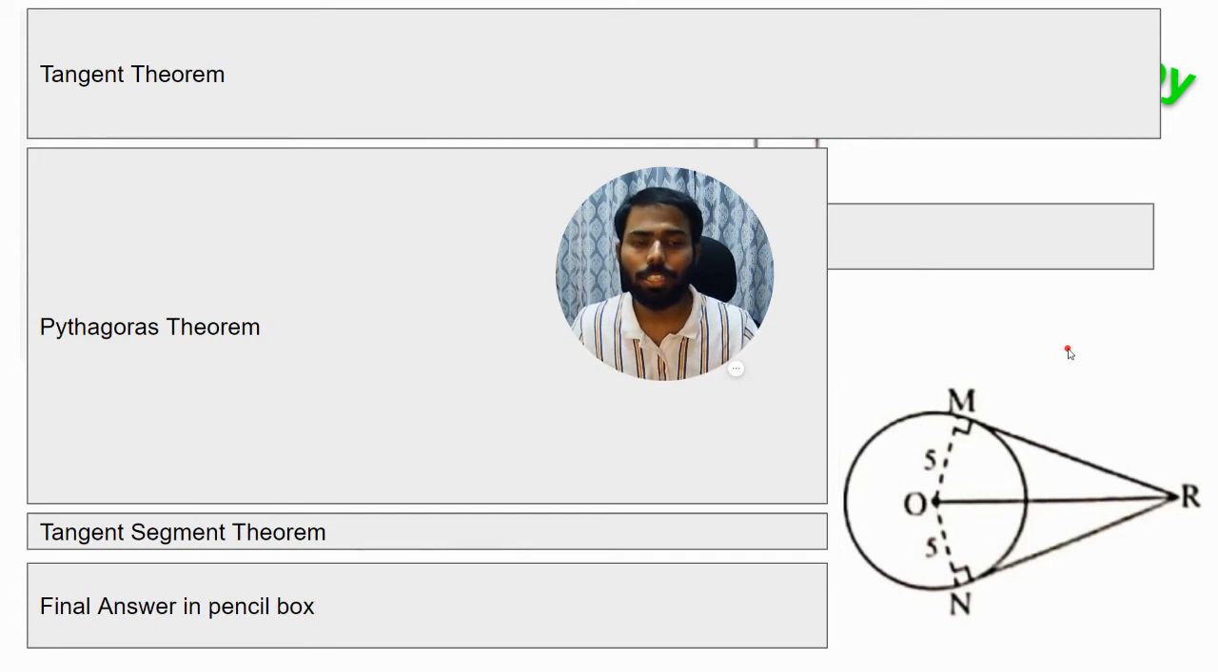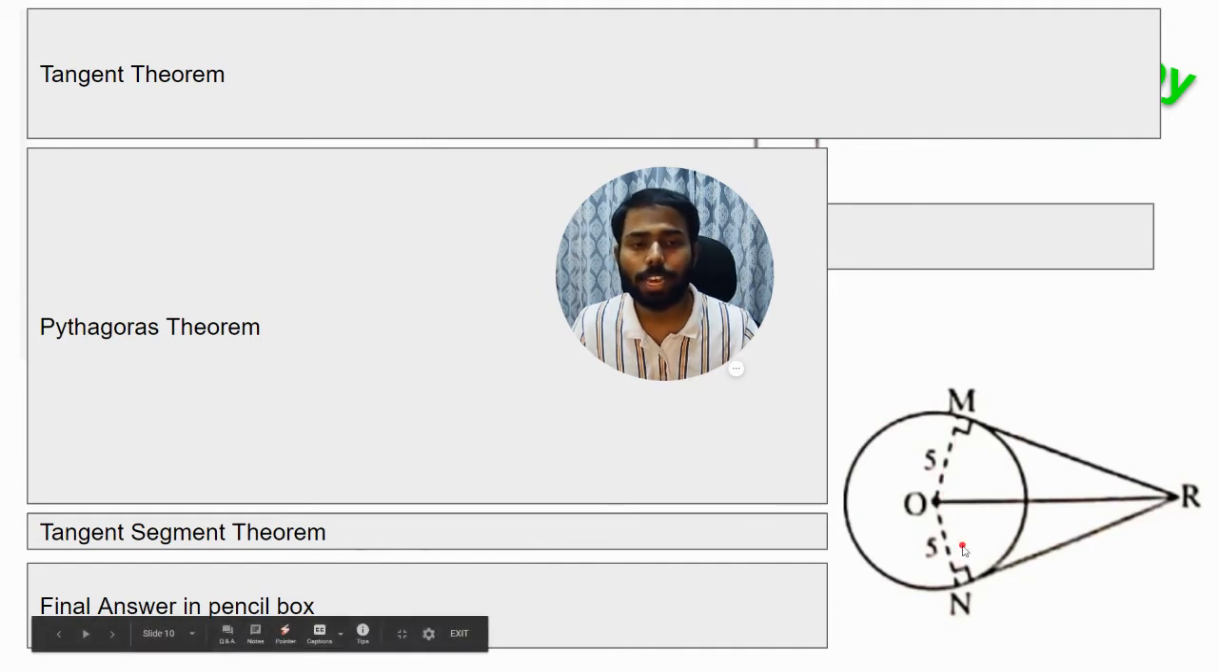What is different in this diagram as compared to the diagram given in the question? If you see, I have joined OM and ON. Both of them are radii of this circle, right? So OM and ON को join कर लिया. Both of them are given as 5 centimeters.